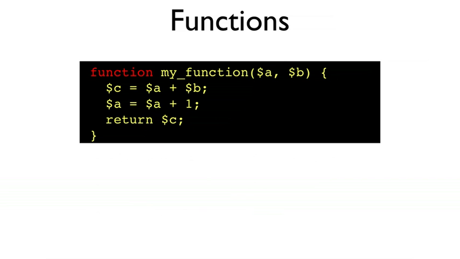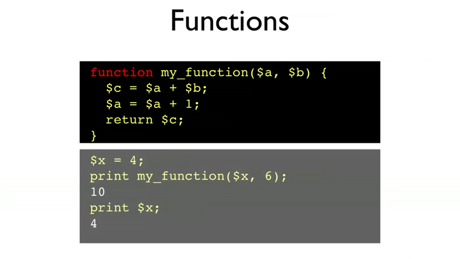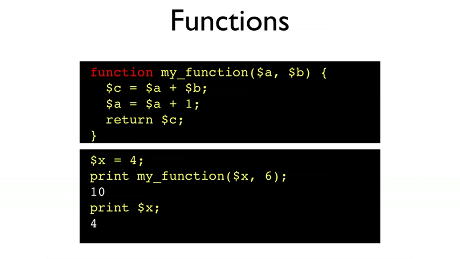Let's have a look at how our example function will behave when used. At the bottom here we have a variable x that we're setting equal to 4, and then calling print my function with the variable x passed as the first parameter and the number 6 passed as the second parameter. Inside of my function's call now, the variable a will be equal to the variable x, which is going to be the value of 4. The parameter b will be equal to the number 6. So we'll see that c is going to get set to 4 plus 6, which is 10, and then that value will be returned. So the result of print my function will be the number 10.